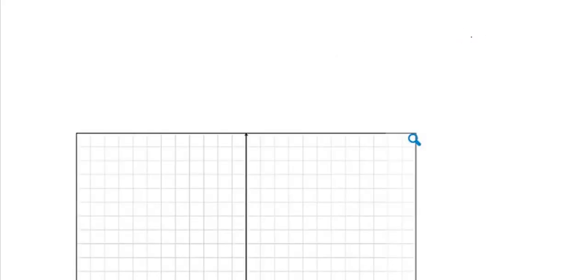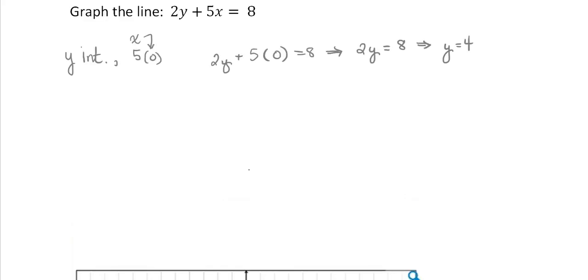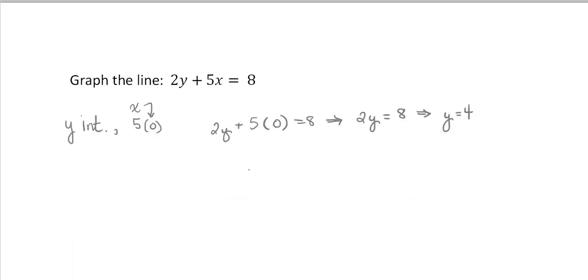So taking a look at my graph here, I'm going to have my y equals 4. It's going to be 1, 2, 3, 4. Okay, this is my 4 right here. There's my y-intercept. And going back here, I'm going to have my x-intercept.